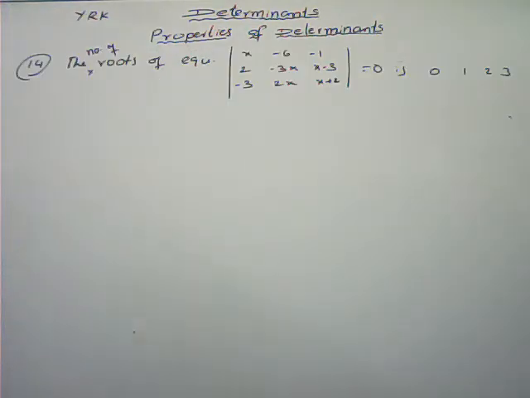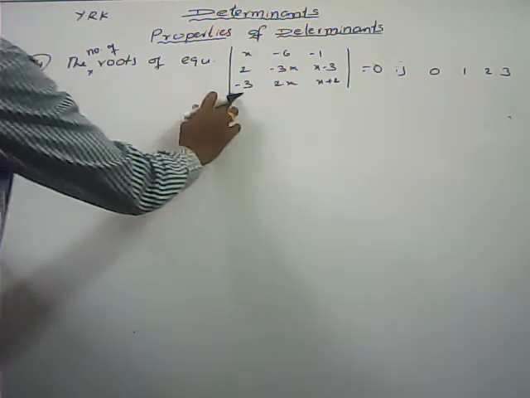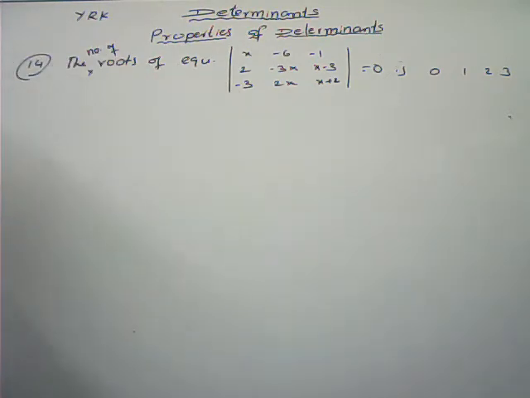Here, the number of roots of this equation: 0, 1, 2, or 3. Options are given. So here I am expanding this one directly. Instead of working with lowest terms, we can expand directly and get the result.